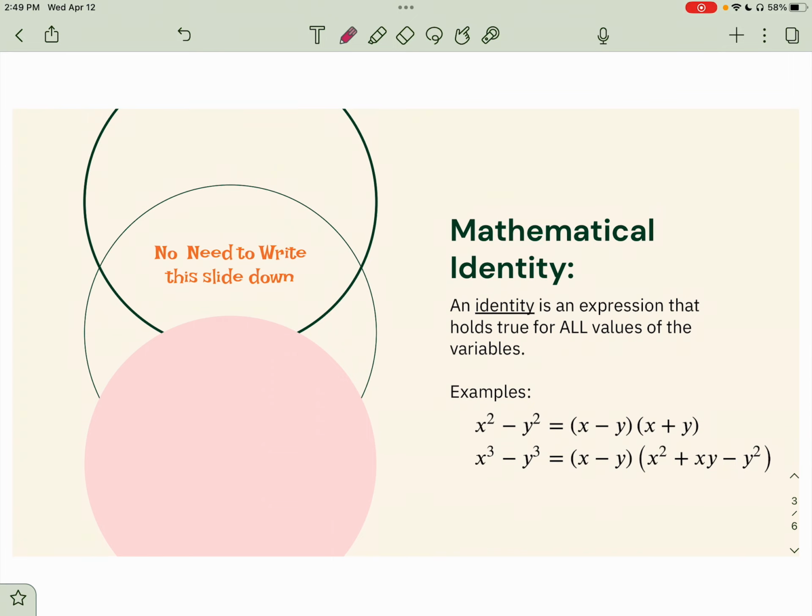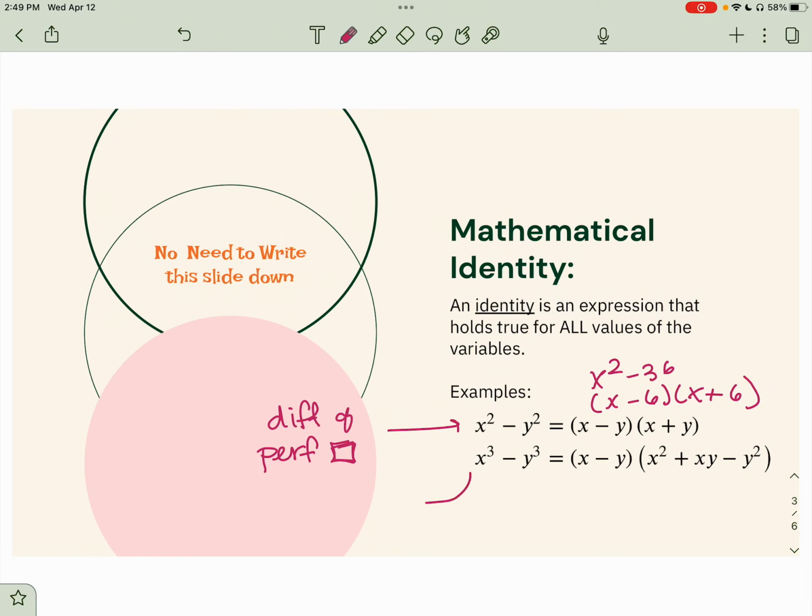This one says right here, there's no need to write this down, but an identity is an expression that holds true for all values of variables. So like this one, we call the difference of perfect squares. Like if I have x squared minus 36, I know it factors into x minus 6, x plus 6. That's what this is getting at.